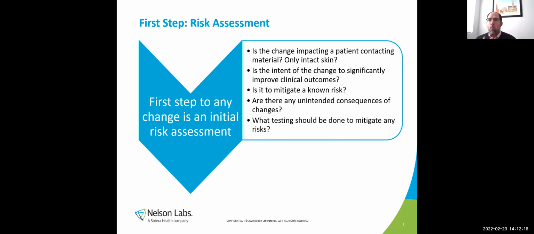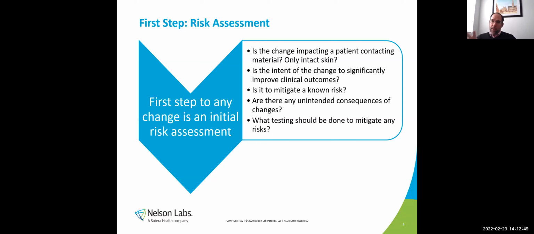We're actually doing more revisions to -1 now. So a new draft just came out last month. The new draft drastically proposed changes to -1 to make it more like the risk-based approach. So we're continually pushing that way. So the first step of any change is always a risk assessment. The first question that we always ask when someone contacts us about a change is, is the change impacting material that is contacting the body, either directly or indirectly?